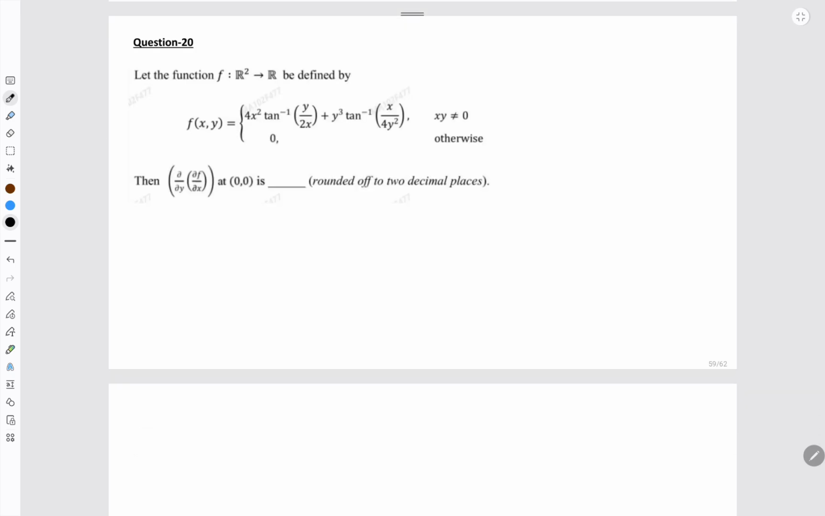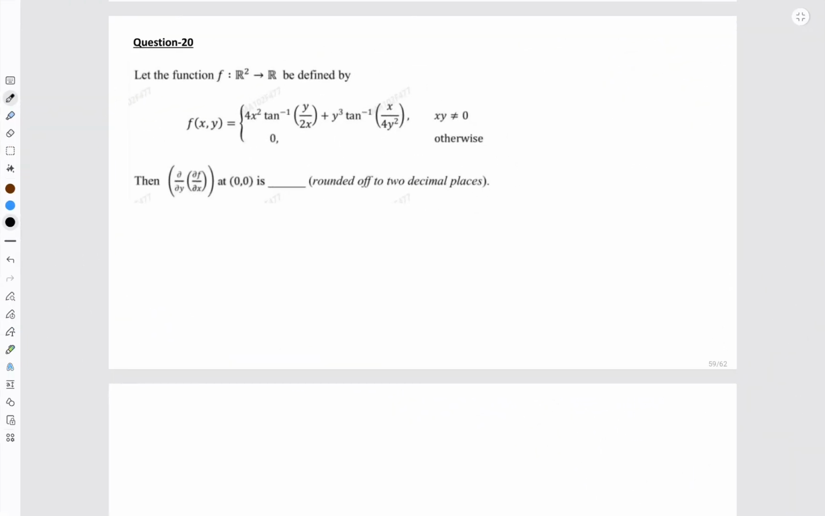So now it is the turn of question 20. Question 20 is basically you have to find the partial derivative with respect to x first and then with respect to y first at 0, 0. Now what we need to find is d by dy of fx, right? So it is basically limit h tends to 0 of fx of 0, h minus fx of 0, 0 by h.